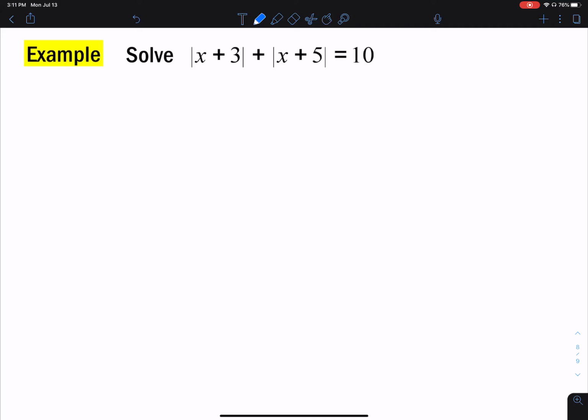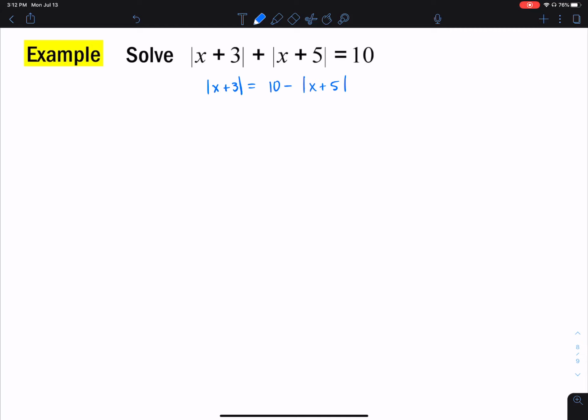So the key concept that you're always trying to do when solving an absolute value equation is to isolate just one absolute value. Okay, get everything else to the other side. So in this case, I'm going to choose to isolate x plus 3 just because it's on the left, and it doesn't really matter, but we're going to end up with the absolute value of x plus 3 is equal to 10 minus the absolute value of x plus 5.